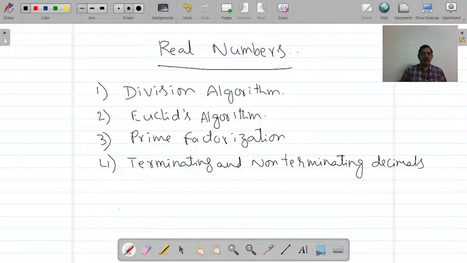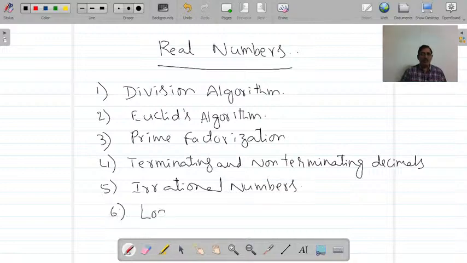And next, irrational numbers. And next one is logarithms. These are the topics which we have to discuss.